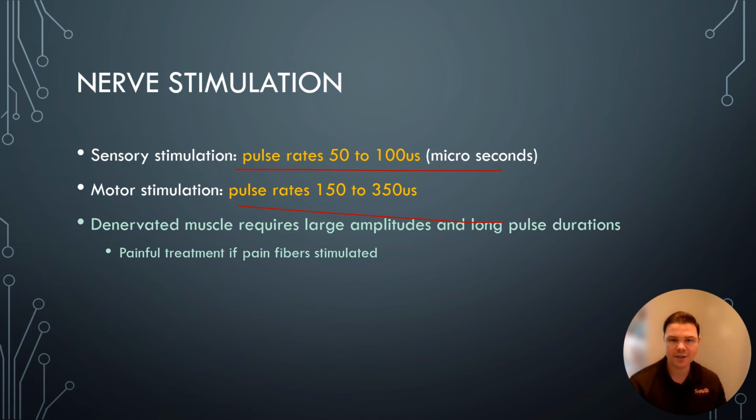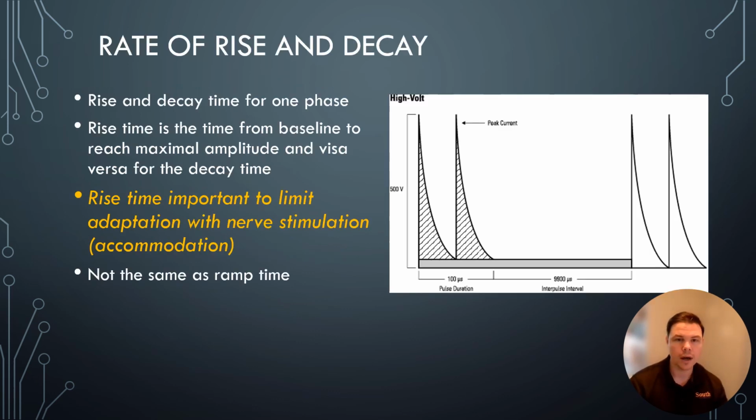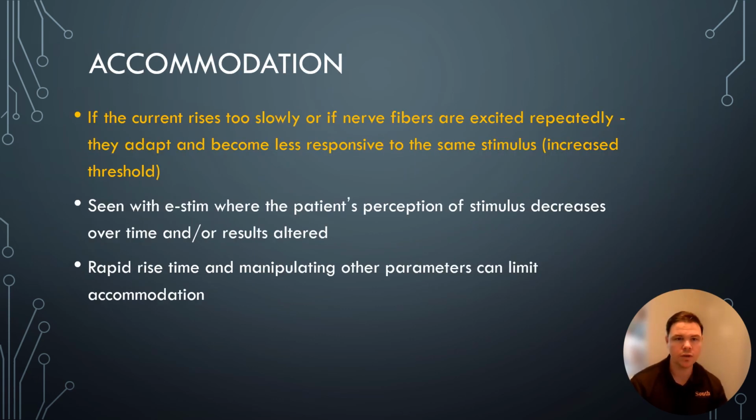Notice that the pulse rates are going to be different in terms of generating longer pulse durations in order to stimulate action potentials. Rise and decay time, just note the definition of these. Rise time is the time from baseline, from 0, to reaching maximal amplitude or voltage, versus decay time, which is basically the opposite: the amount of time it takes from max amplitude back down to baseline. So know those definitions.